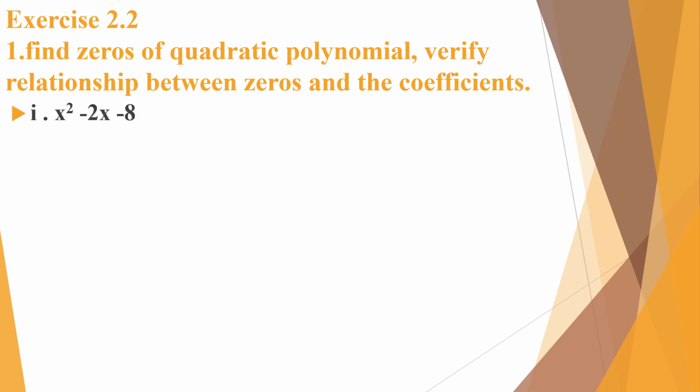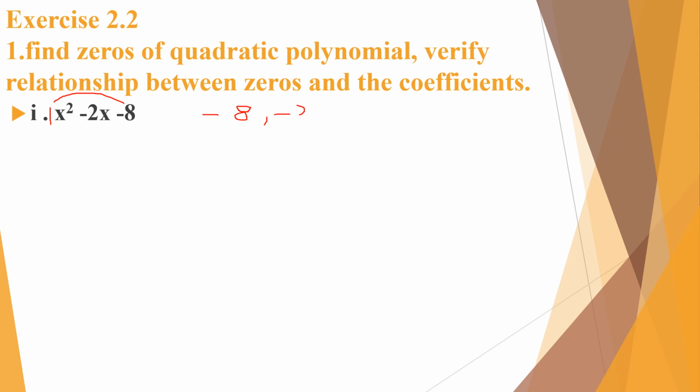Now, what is the first question here? x square minus 2x minus 8. First, we are going to factorize this. We are going to equate this to 0. So, when we multiply, the coefficient is 1. When we multiply 1 with minus 8, we should get the product as minus 8. When we add, we should get the number as minus 2.